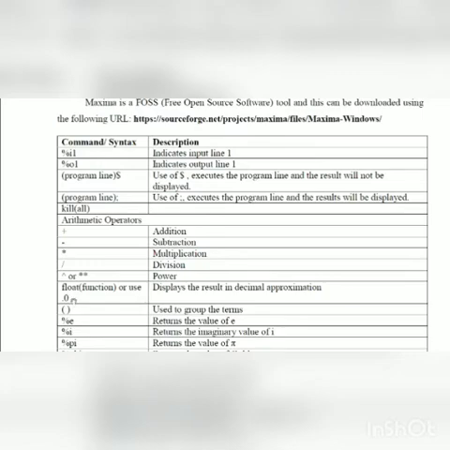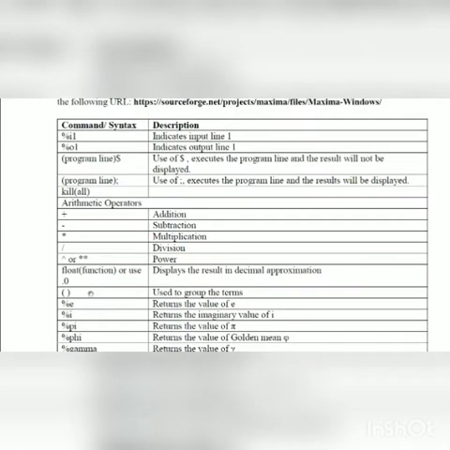Suppose I want to find sine 30 degrees. So instead of giving simply sine 30, you give sine of 30.0. So with 30.0, it will understand that I have to display the result in decimal approximation. So if you want to display the result in decimal approximation, either you have to use the float command or dot 0.